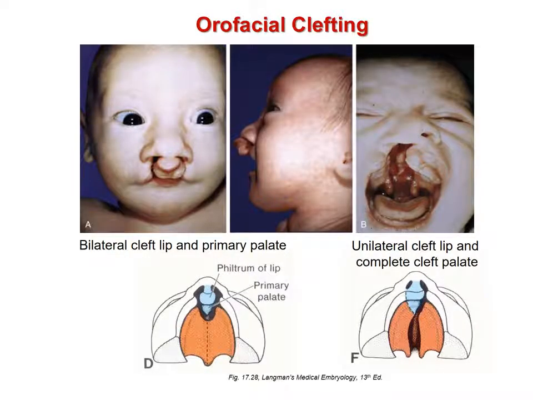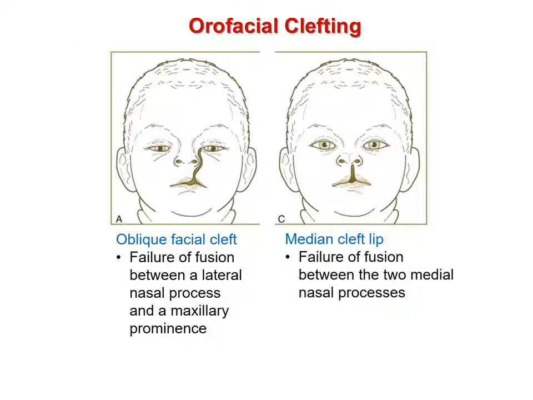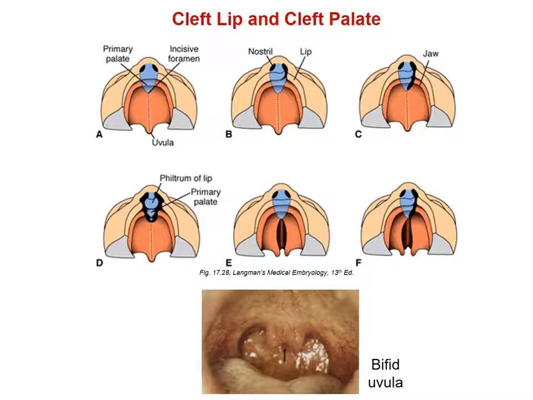This slide shows images of newborns with clefts. Panel A shows a newborn with a bilateral cleft lip and primary palate. On the right, this child has a unilateral cleft lip and a complete cleft palate. This slide shows illustrations of newborns with an oblique facial cleft and median cleft lip. This last slide summarizes many of the clefts we just mentioned and different degrees of severity.